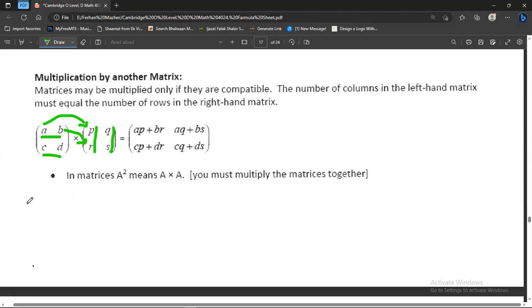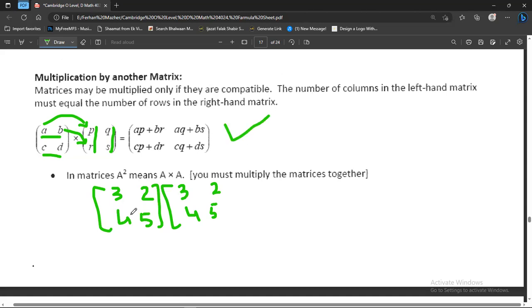In matrices, A square means A multiplied by A. So you actually multiply the matrix A with the matrix A. Do not simply take the square of its elements. Don't do that. If you have a matrix A, which is, let's say, 3, 2, 4, and 5, and you want to find its square, you will have to actually multiply A with A itself. Properly multiply like this, okay? Then you will have A square.